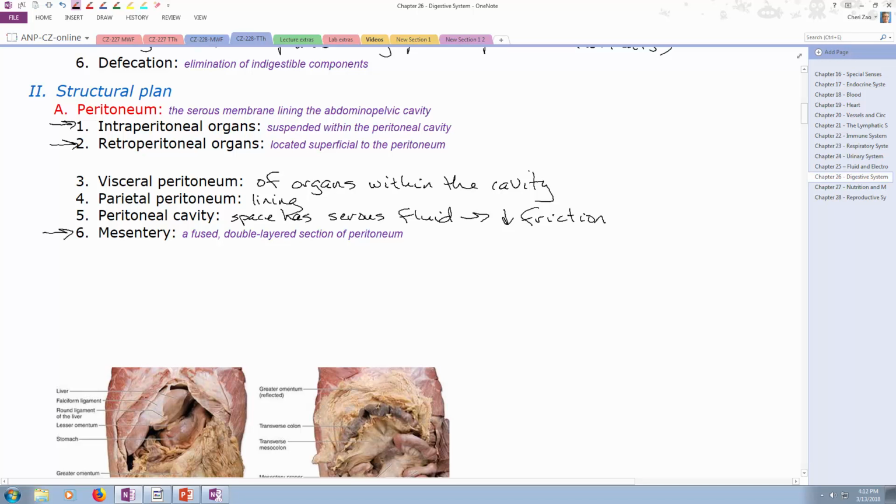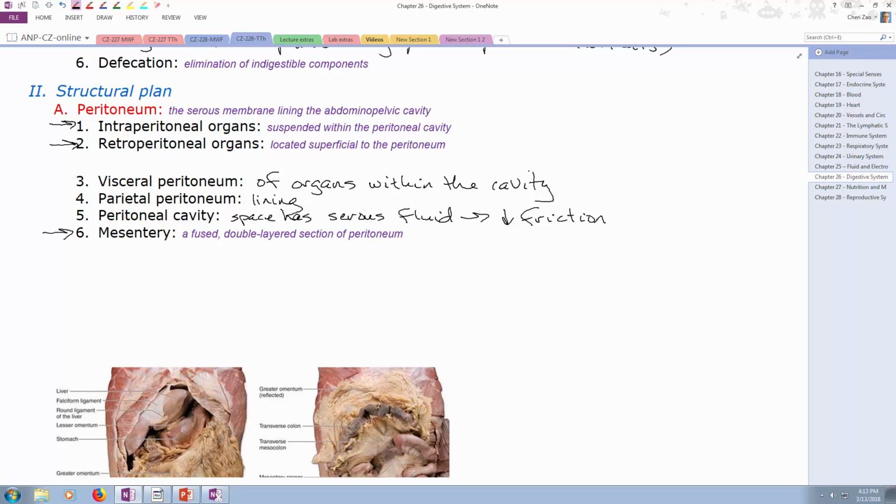Retroperitoneal organs, let's look at the definition. Located superficial to the peritoneum. Way back at the beginning of the first semester, we learned some terminology: medial, lateral, proximal, distal, superficial, and what's the other one that is paired with superficial? Deep. And so that's what that's referring to, superficial to the peritoneal cavity. So isn't that outside the peritoneal cavity? And so retroperitoneal organs are not lined with a visceral peritoneum because they are retroperitoneal. They're outside of the peritoneal cavity.